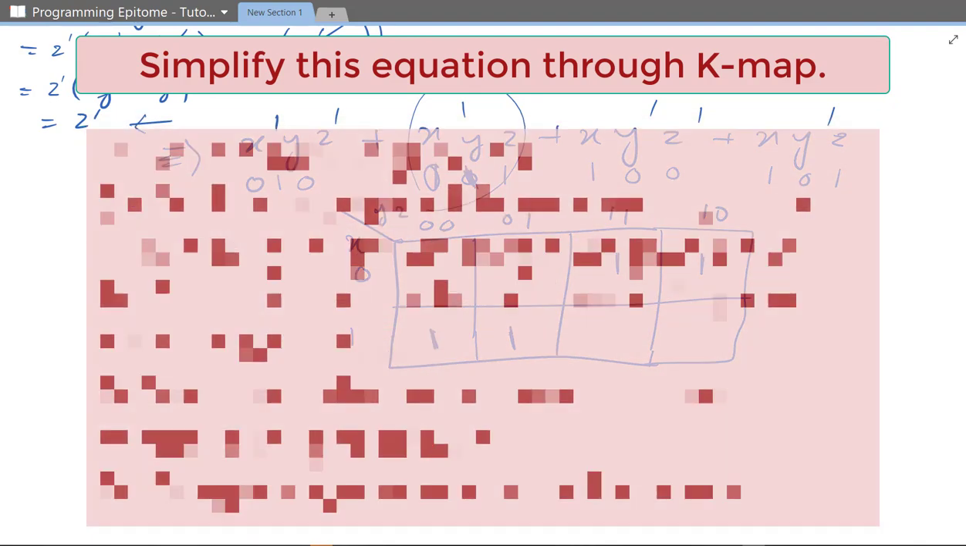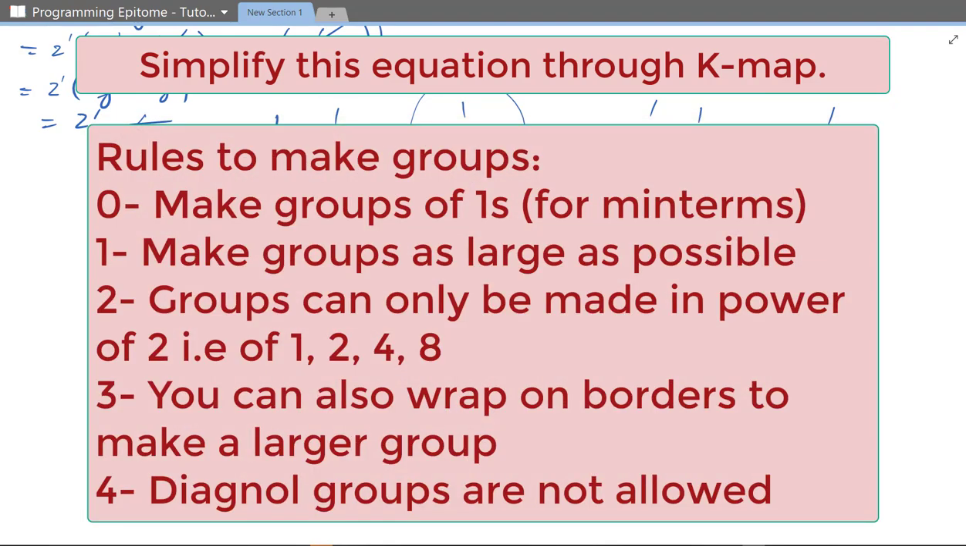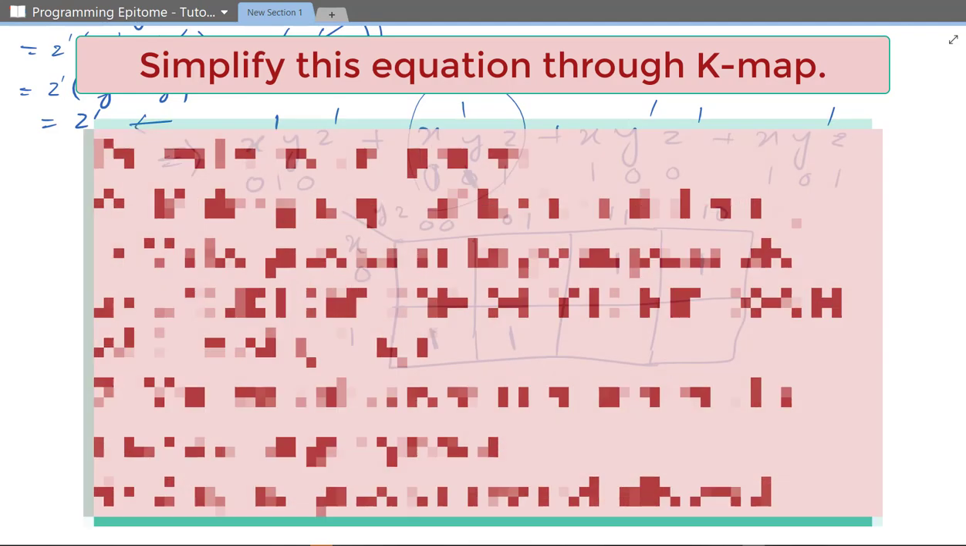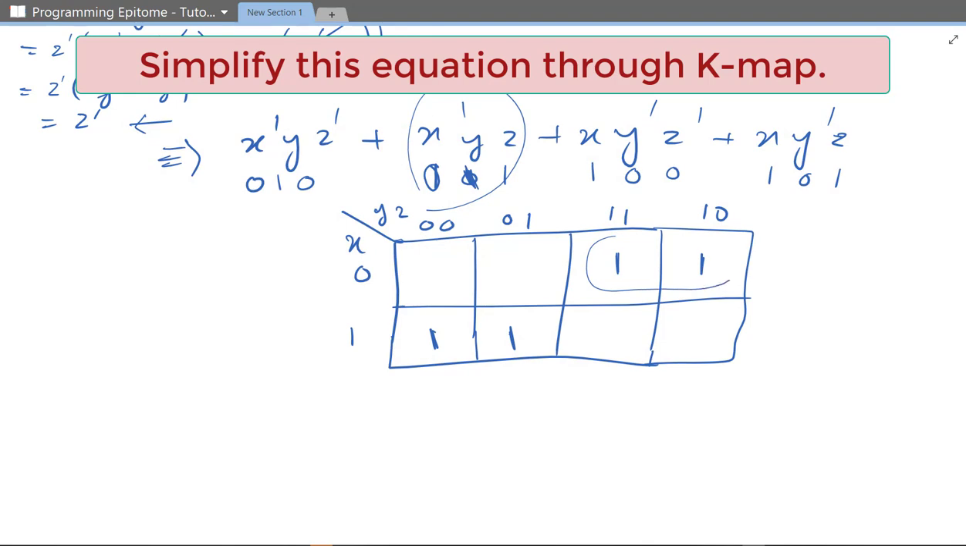Now let's make the groups. The rule is to make the group as large as possible. Second, you can only make groups in powers of 2, that is 1, 2, 4, 8 and so on. We can also wrap the group on the borders, but here we can't wrap because there is nothing to wrap on this border, or on this border. So we will make this group here, and this group here. These are the two groups.